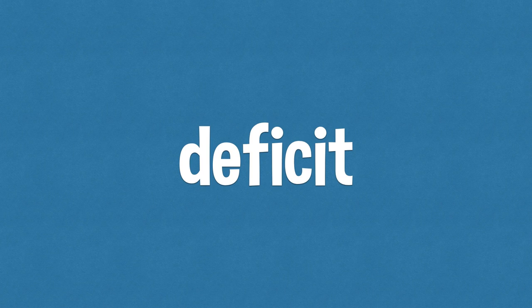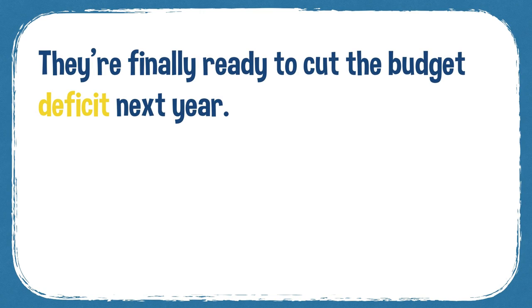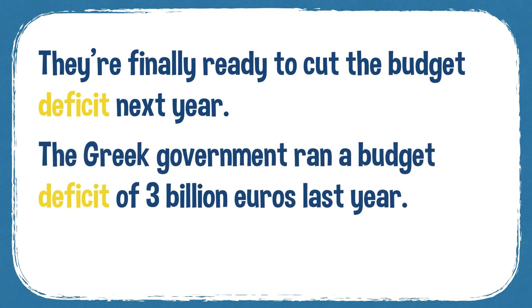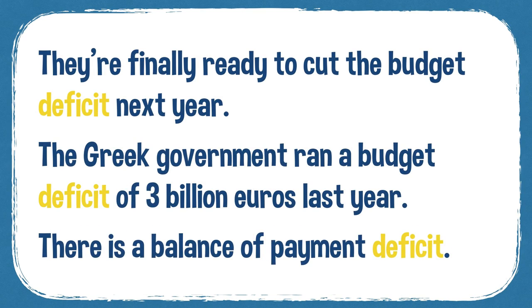Now the opposite of surplus is this word, deficit. A deficit is when you don't have enough resources, when you don't have enough money for what you need. So a country with an economic deficit spends more money than it gets in from things like taxes. So they're finally ready to cut the budget deficit next year. The Greek government ran a budget deficit of 3 billion euros last year. And there is a balance of payment deficit.